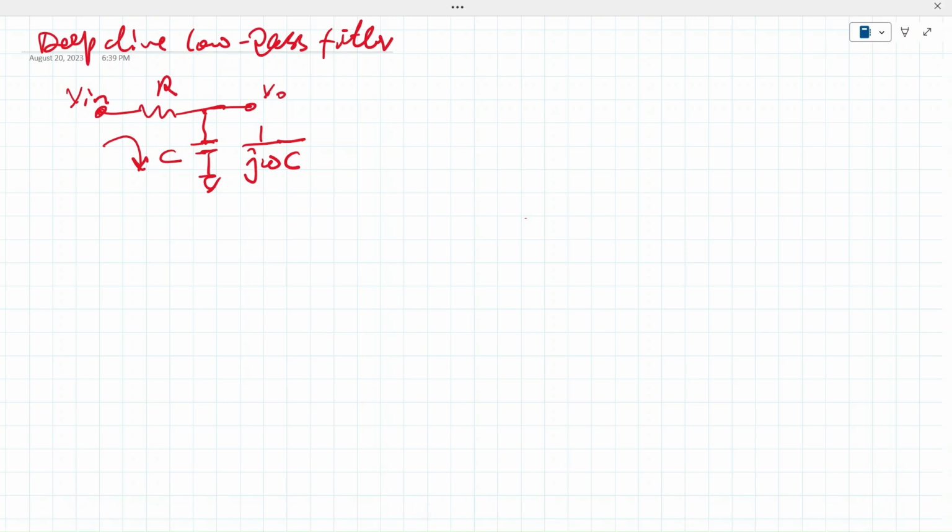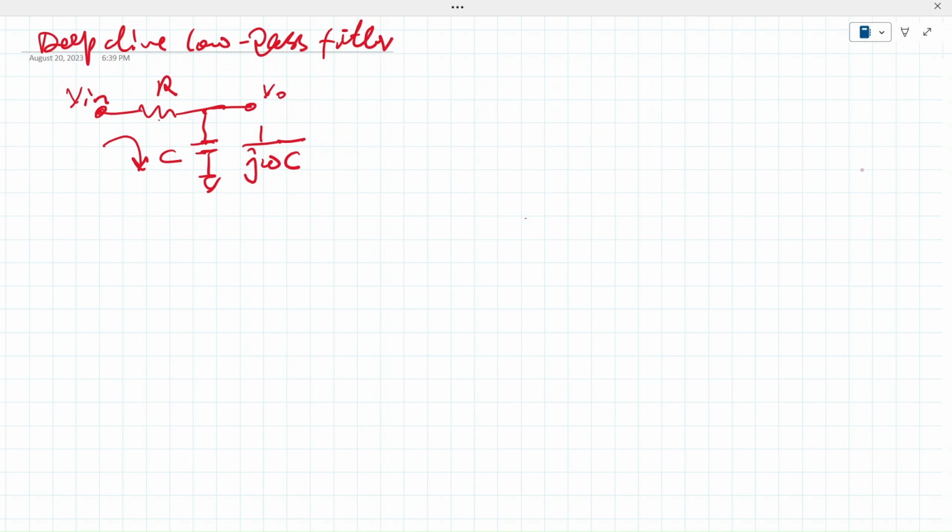In this recording, we're going to talk about a low-pass filter. We all use low-pass filters, but I'm not sure everybody really understands them. So I'll call this a deep dive into low-pass filters. What we have here is a very typical RC filter.